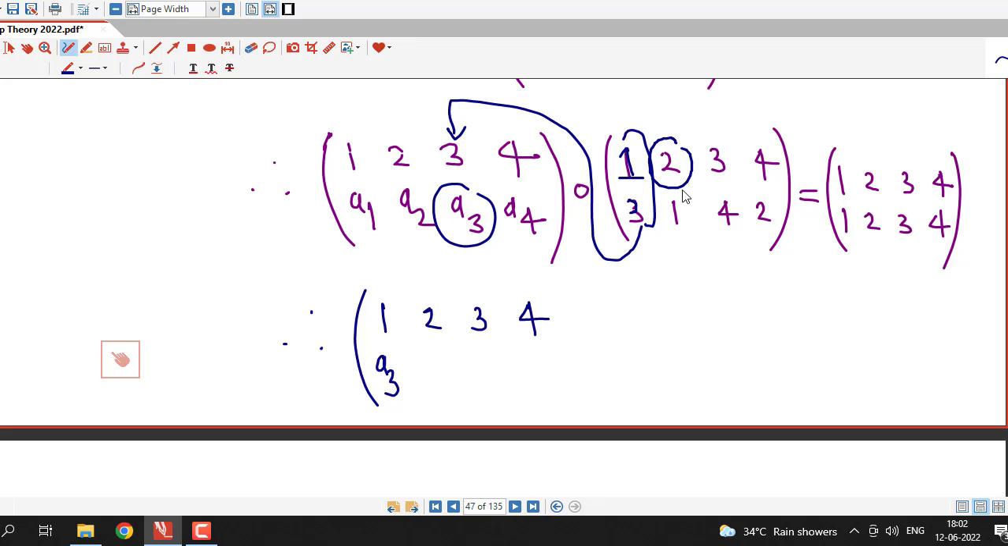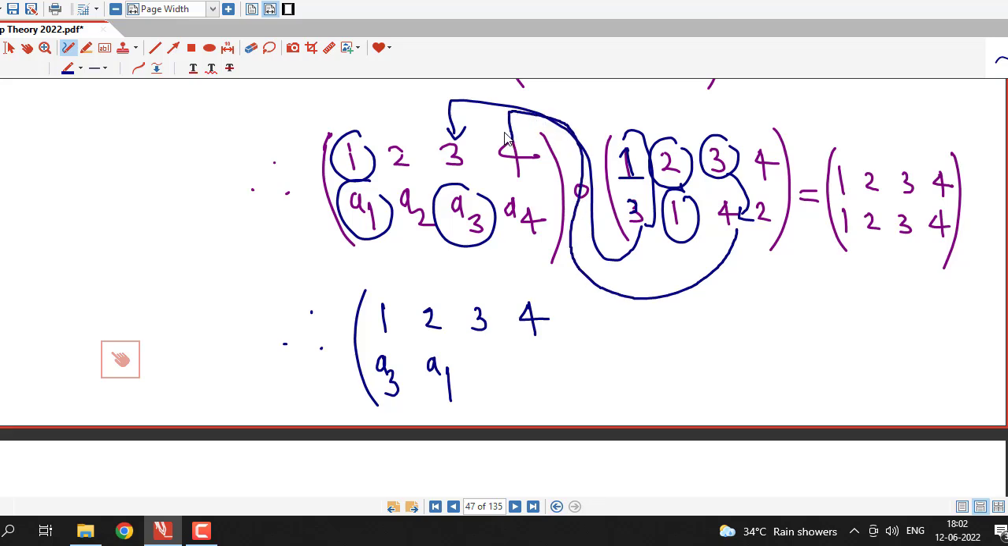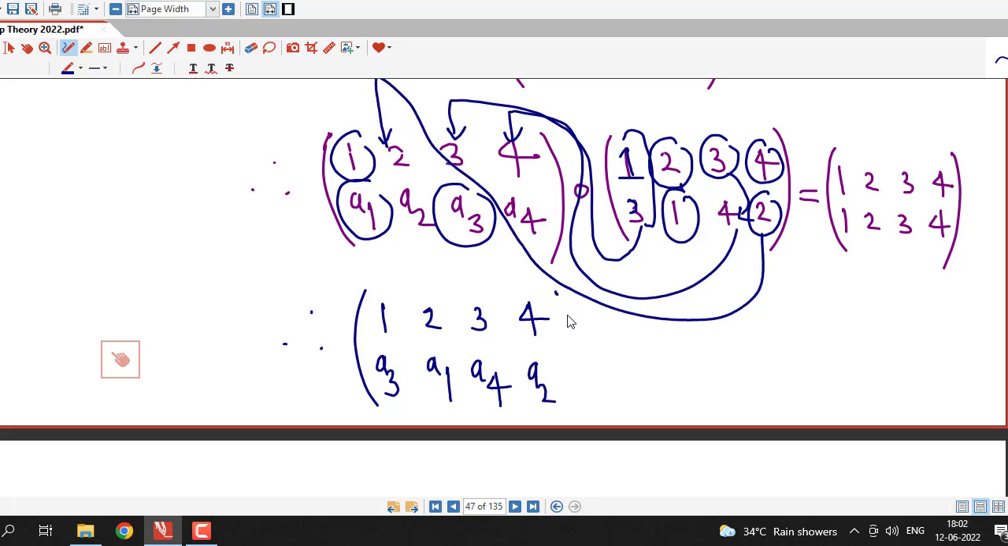Now 2 is going to 1 and 1 is going to A1. So here I will write A1. Now 3 is going to 4, and we can see 4 is going to A4. So we write A4 here. Similarly, image of 4 is 2 here, and image of 2 is A2 here. So this is A2, and this side is 1 2 3 4 1 2 3 4.